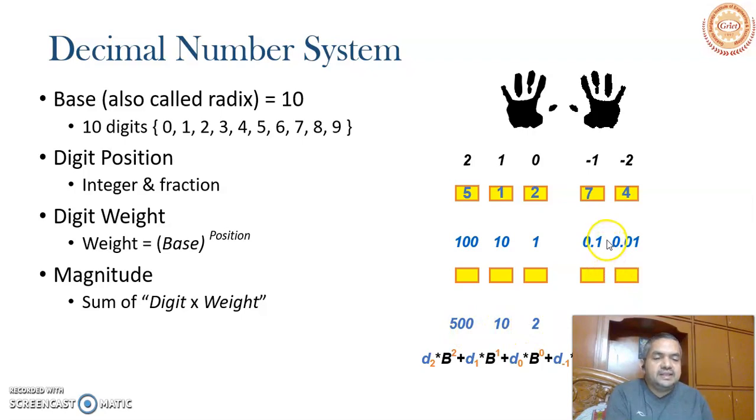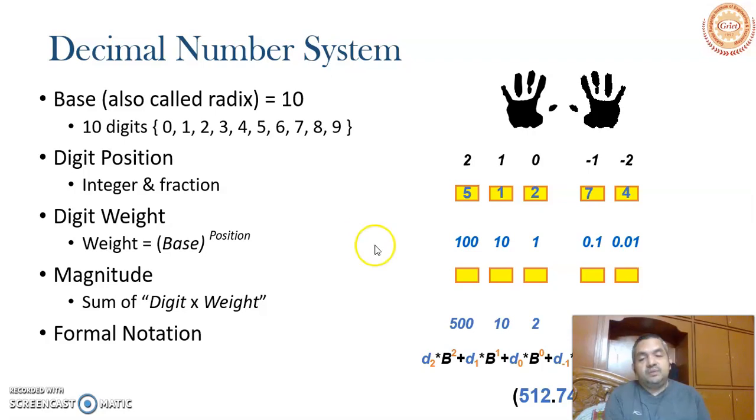It is nearly the same for the fractional value also: 7 into 0.1 plus 4 into 0.01. Finally, I get 0.7 plus 0.04. The formal notation for this will be 512.74 with the base 10. If nothing is shown, then we call it decimal. Otherwise, you show the base 10 there.